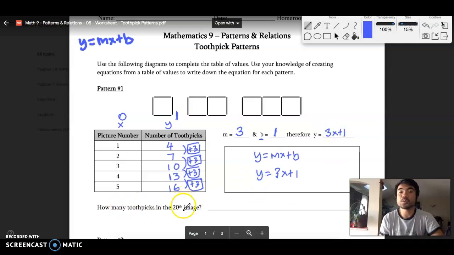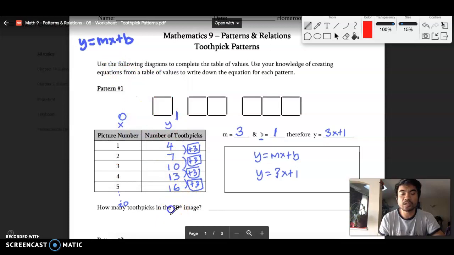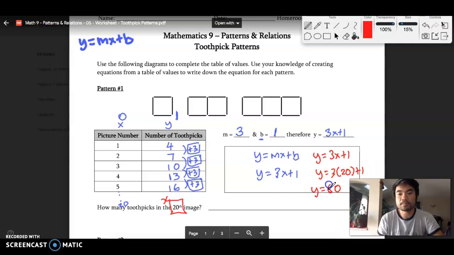Now it says here, how many toothpicks in the 20th image? You can keep going until you get 20, but that is not efficient, right? That's why we made an equation. So now it wants you to substitute. If you know that your equation is y equals 3x plus 1, then for the 20th image, this is your x value. You have to sub it in. So y equals 3 times 20 plus 1. So I should get y equals 60 plus 1, and I should get 61. There are 61 toothpicks. If you don't believe me, you can keep going and see if you get 61.